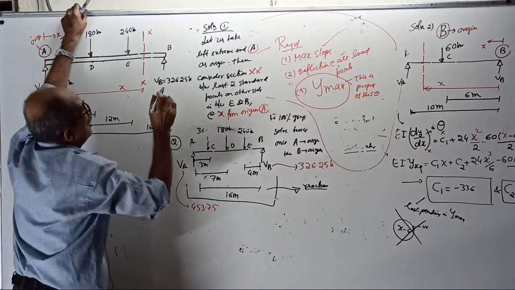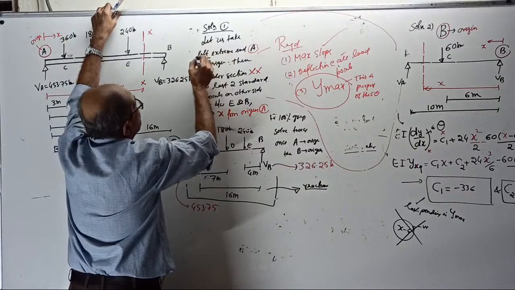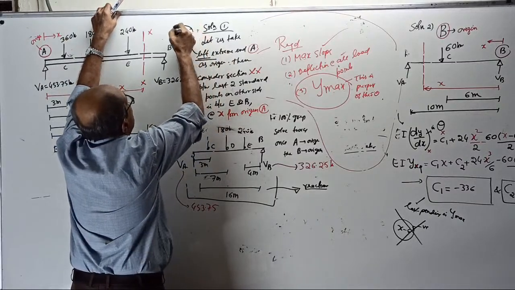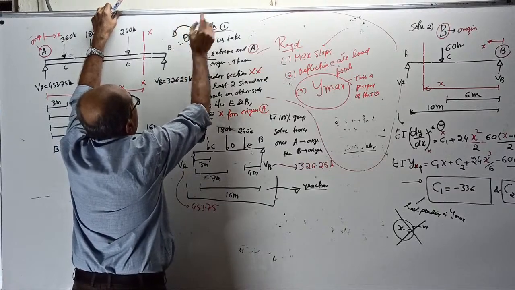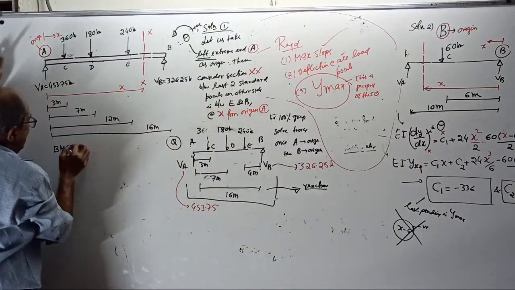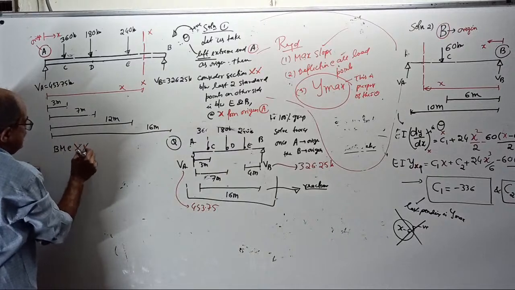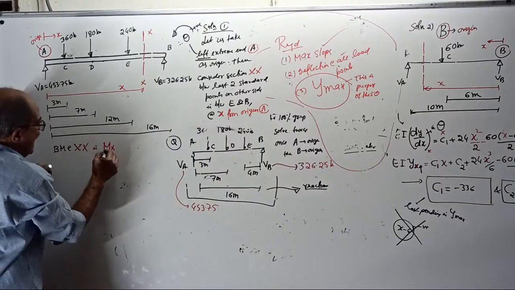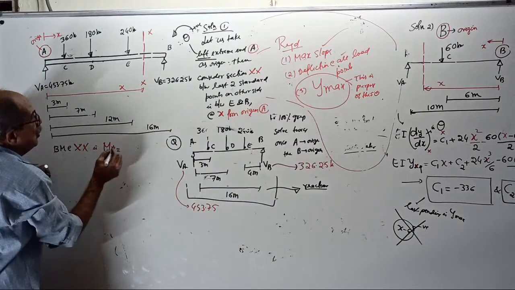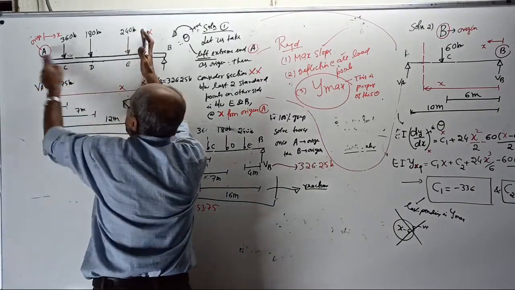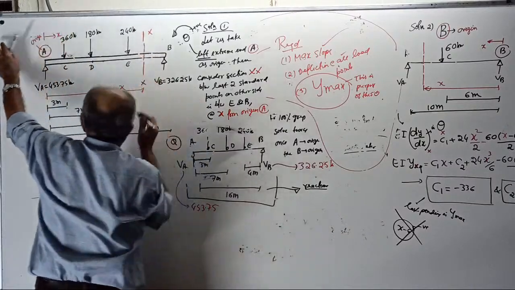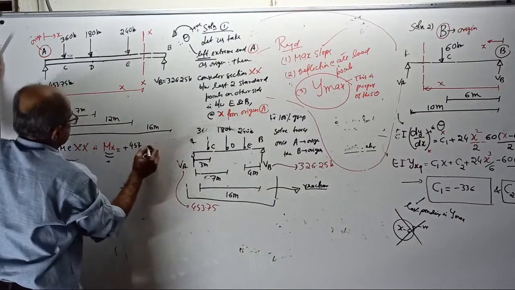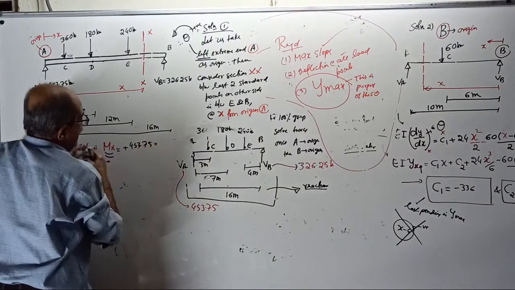Then bending moment, and one more thing. See, I forgot to tell. Left extreme end origin. Therefore, theta is anti-clockwise positive. Don't forget. BM at XX, that is called MX. MX, sagging positive, equal to, come here, look from that side, plus 453.75 multiplied by X.